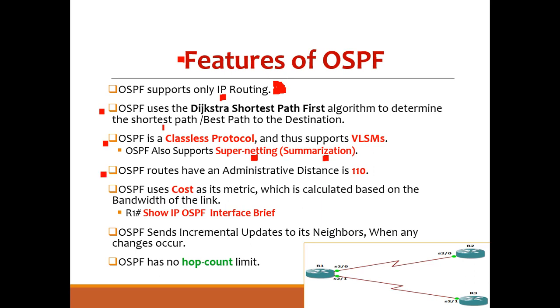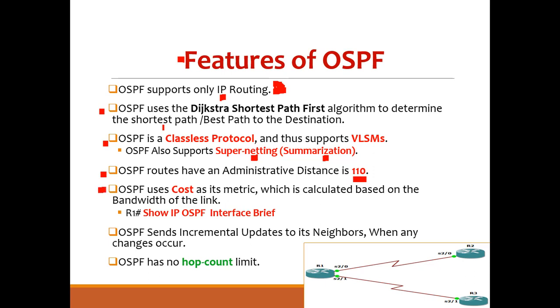OSPF routes have an administrative distance of 110. RIP administrative distance is 120. EIGRP administrative distance is 90 and 170. OSPF administrative distance is 110.